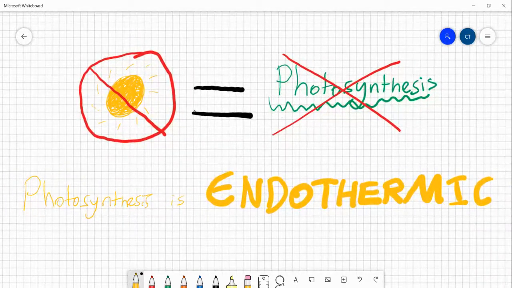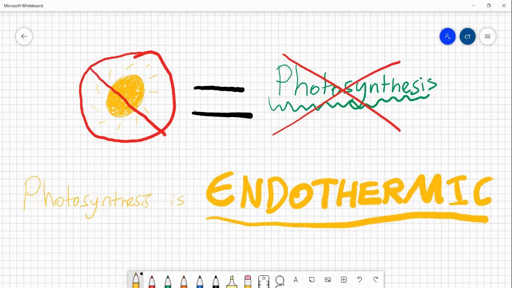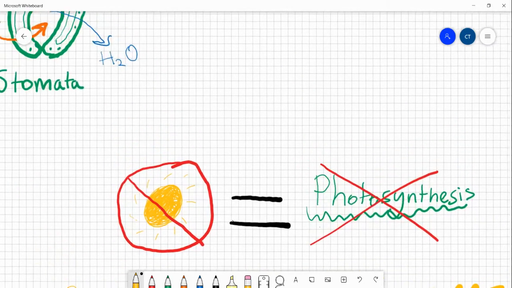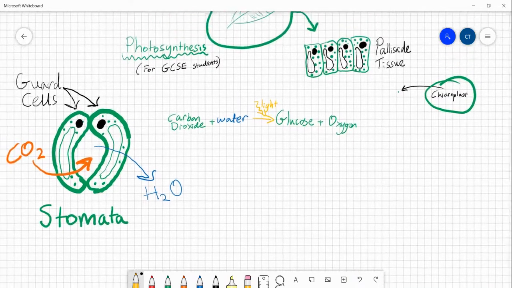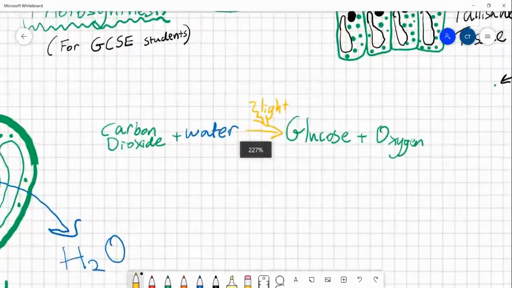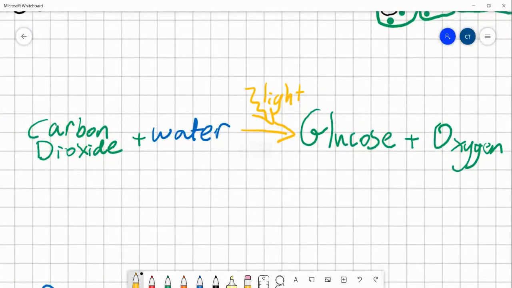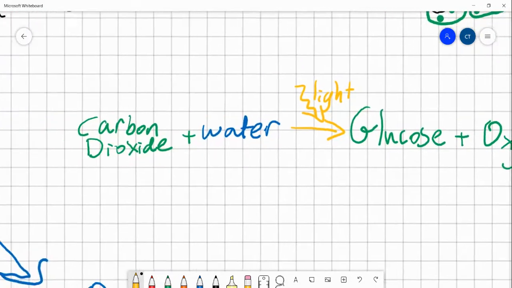Now, you don't need to know the exact meaning of endothermic for GCSE biology, but you do need to know that it is endothermic, and in this context, it means it requires energy from the environment to occur. You can have your carbon dioxide, your water sitting around with your chloroplasts for a really, really long time, and you're not going to get any photosynthesis. It requires the light. So let's look at the reactants. Let's look at the things you need for photosynthesis.